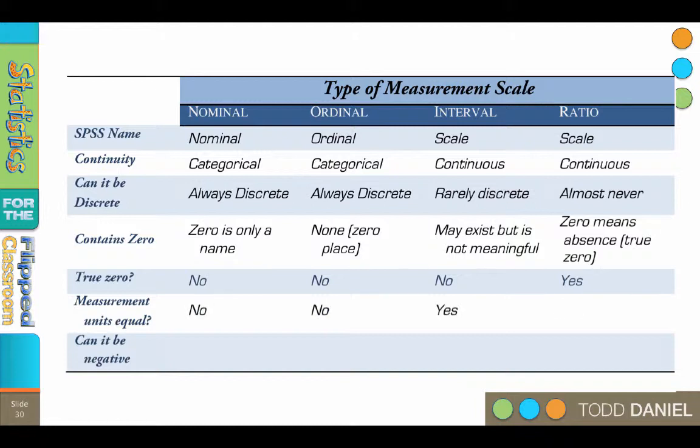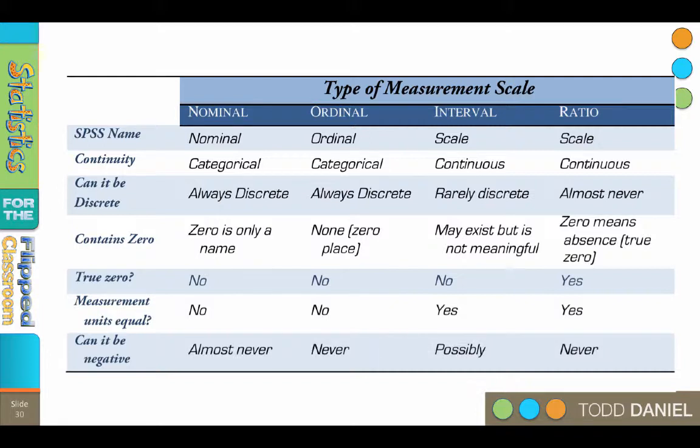In nominal and ordinal scales, the measurement units are not equal. The difference between first place and second place is not the same as the difference between fourth place and fifth place. On the other hand, interval and ratio measurement units are equal because they have a consistent underlying interval. The difference between $1 and $2 is the same as the difference between $4 and $5.